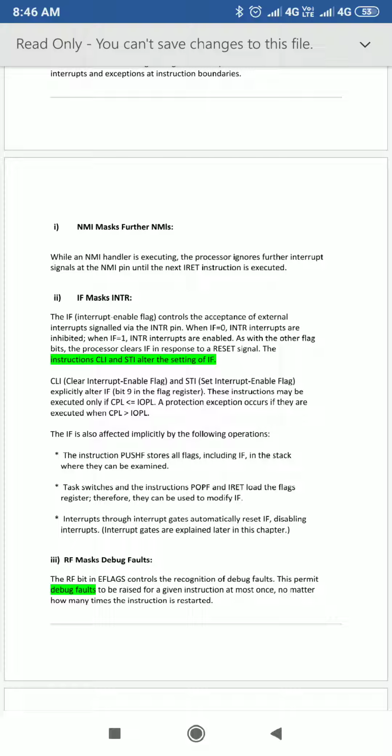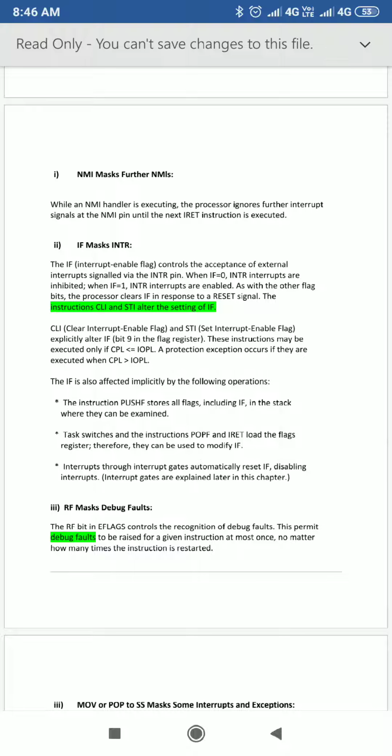Now the third condition is RF masks debug faults. The debug faults are recognized according to the RF bit in the EFLAGS register. Again, remember the RF bit in the EFLAGS register, we have already seen in your first and second unit. For an instruction, however many times the instruction is restarted, the debug fault is raised only once. Debug fault is raised only once. This is all about masking the debug fault.